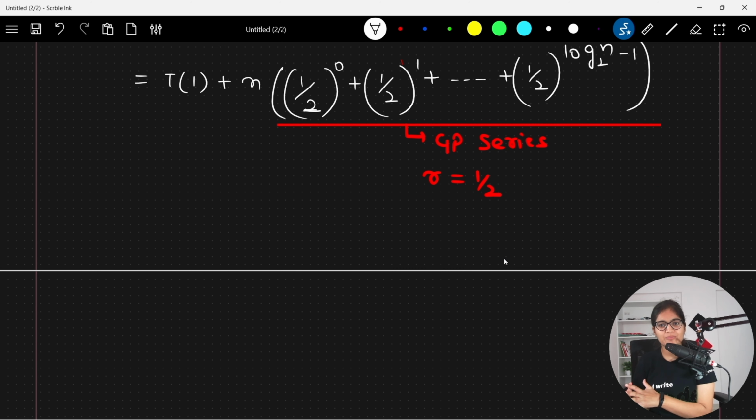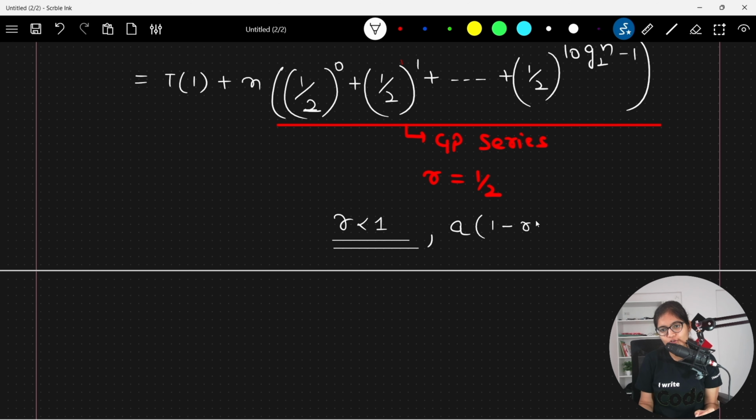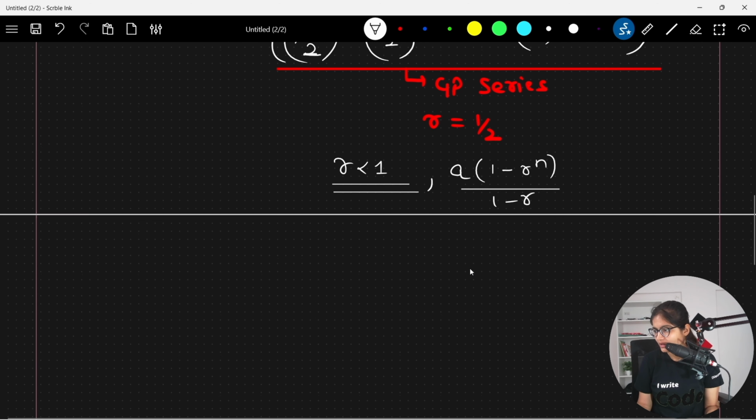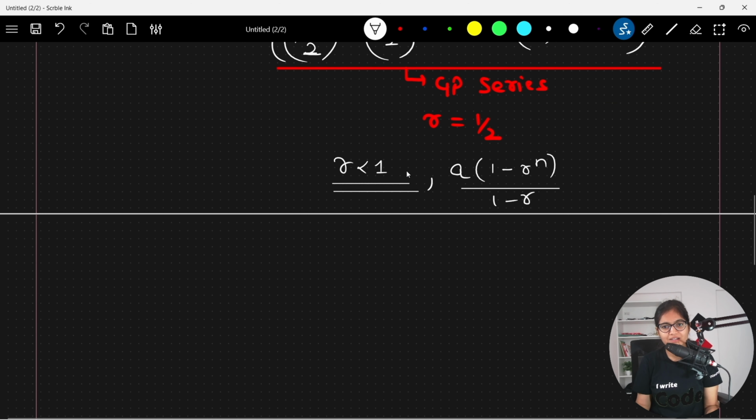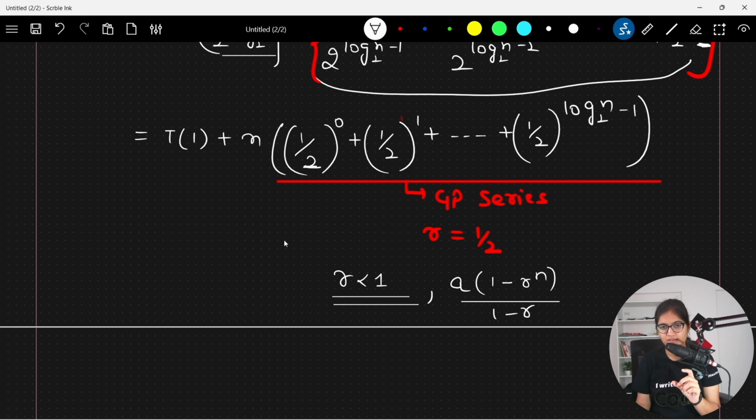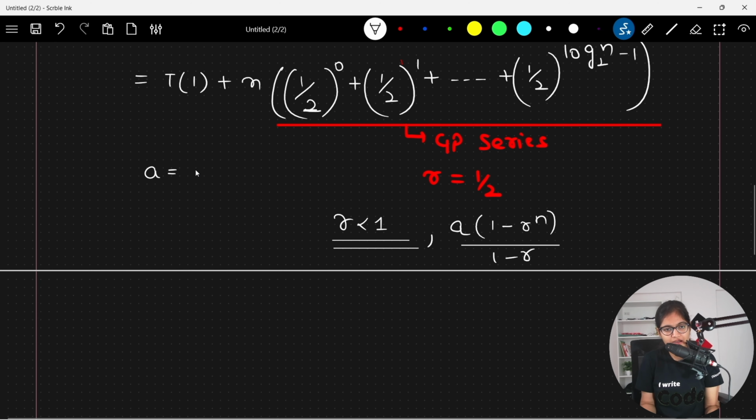Now this is a sum of a GP series where the value of R is less than 1. If you refer to your 9th, 10th or 11th, 12th classes, we have understood that the sum of a GP series when the value of R is less than 1 is A into 1 minus R to the power n divided by 1 minus R. This is the sum of the GP series that we have. Now here, what is the value of A? A is the first value in our series, which is nothing but 1 here, because A is 1 by 2 to the power 0, which is equal to 1.